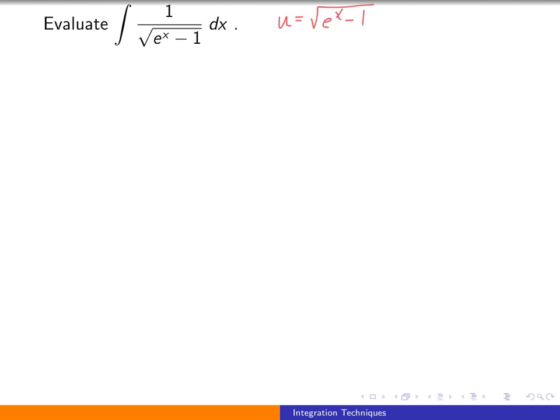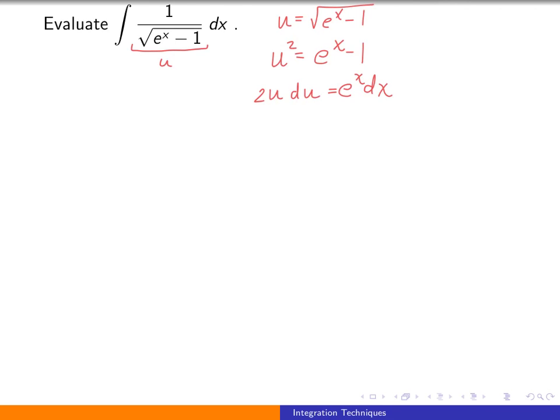And in order to work with this conveniently, I'm going to manipulate it a little bit and say that this would imply that u squared is e to the x minus 1. So now differentiating, in terms of differentials, 2u du is equal to e to the x dx. And this is going to allow us to take our integrand and write it solely in terms of the variable u. So in the integrand, the entire denominator is going to be u, but we need to express that dx in terms of u.